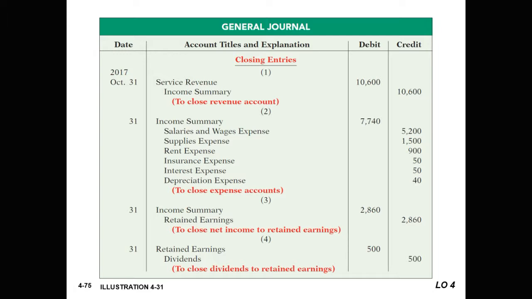One of the reasons we use the income summary account is because we're going to engage in a lot of entries. If we were to close every single individual account to just retained earnings, we would create a lot of entries and data in the retained earnings account, which can create some confusion. So what we do is we use this temporary account. It only exists during the process of closing, called the income summary account.